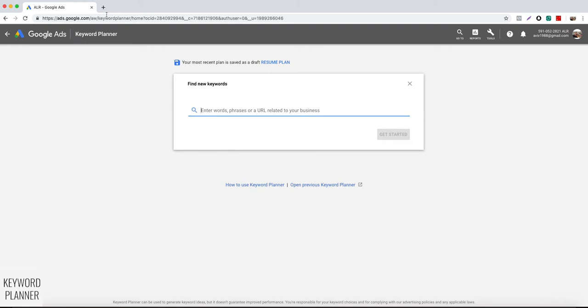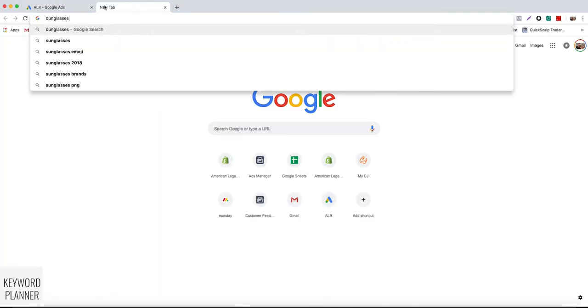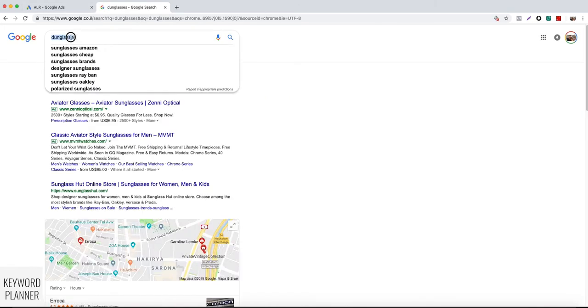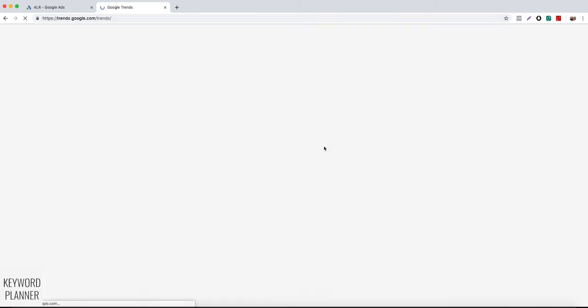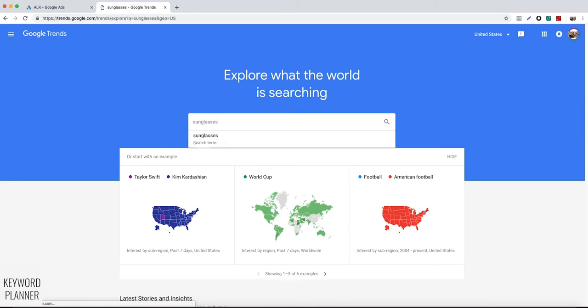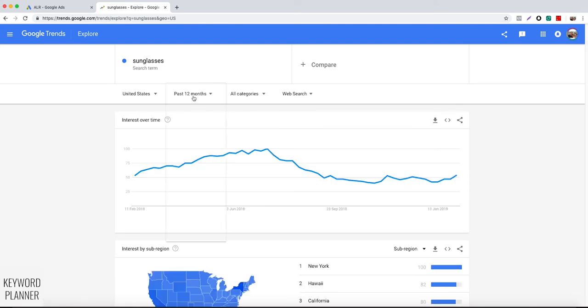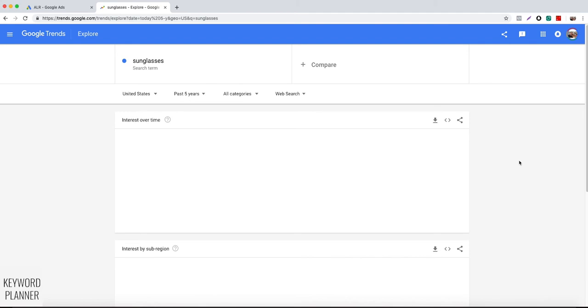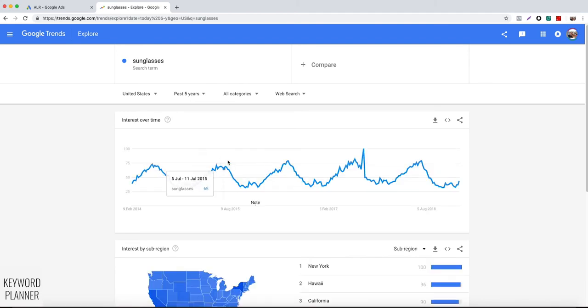After we close on sunglasses niche, we actually recognize the trend of sunglasses, which means this is the niche that we wanna go with. So sunglasses, this is the search term, and after that we pick the past 5 years, and what we actually find is that the trend is so awesome that it repeats every year on the same dates. So this is one of the most relevant products and niches that I want to look for and find.